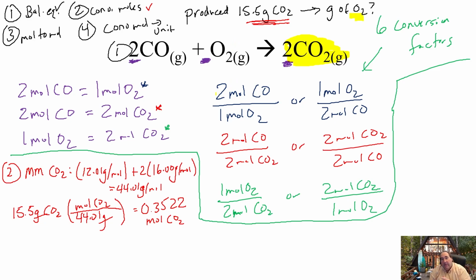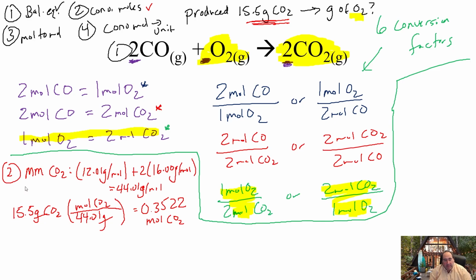So I need a way to go from CO2 to O2. This is where the stoichiometry comes into play. If I look at the equation, I can see that for every 2 moles of CO2, I have 1 mole of O2. That was the relationship we had here, and it gave us these 2 conversion factors that we could use. Again, we're not going to use them both. We're going to use whichever one gets us to O2. So the third step is the big stoichiometry move.